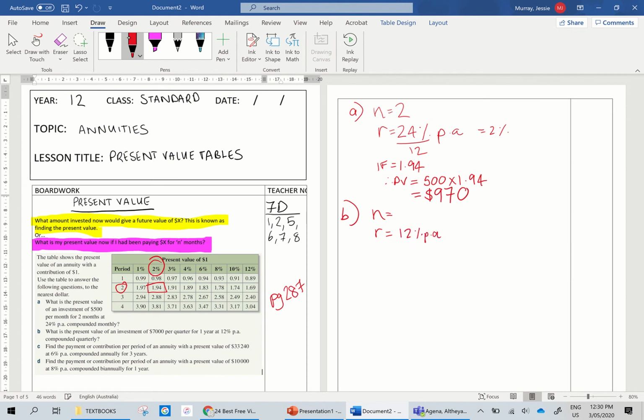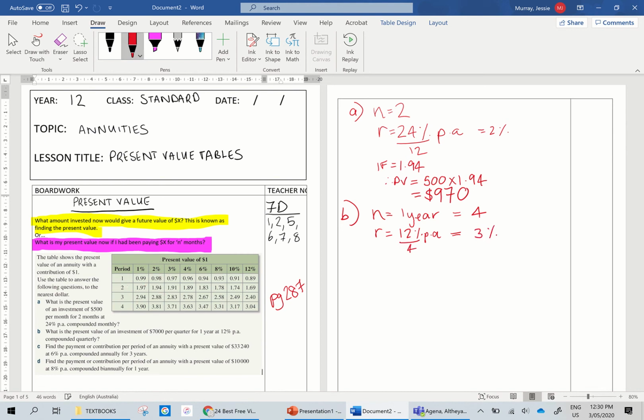And my number of time periods is 1 year. And again, I'm always going to write this on my answer and show my working. Okay, it's per quarter for 1 year. So that means they're going to invest 4 times in that year because it's per quarter. And my rate, if it's 12% per year, and I need to find what it is per quarter of a year, I'm going to divide that by 4 and I'm going to get 3%.